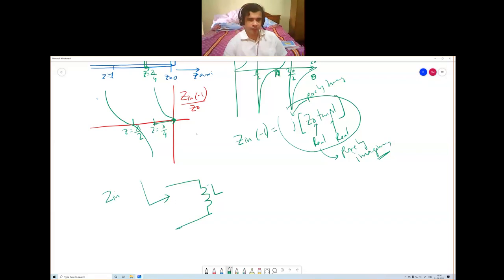Suppose F is given. What is the input impedance here? The input source is a sinusoidal source of frequency F or omega. What is the input impedance here from the basic class? J omega L.